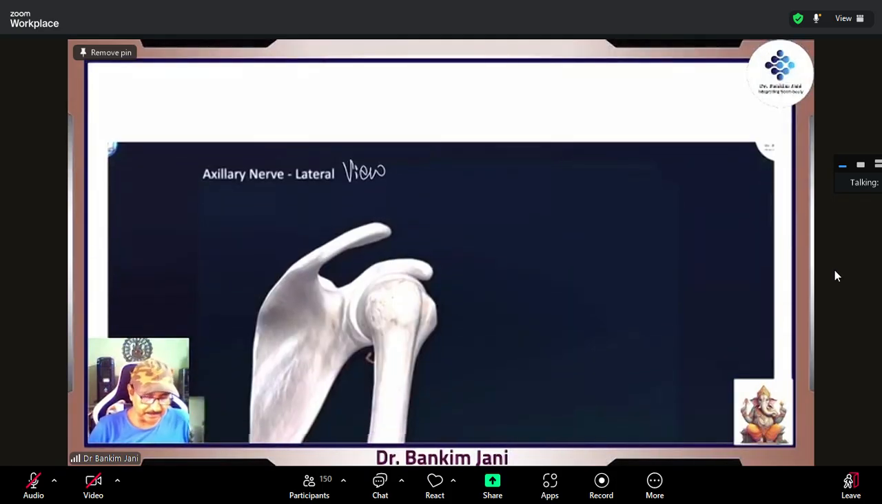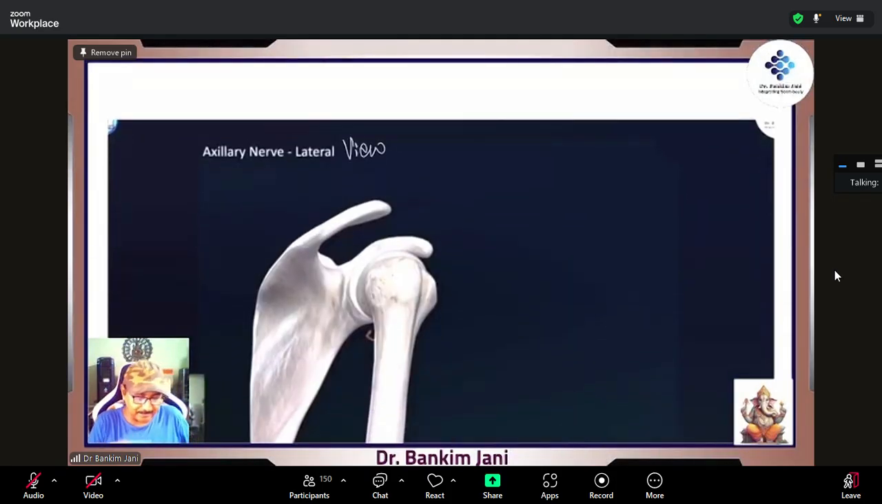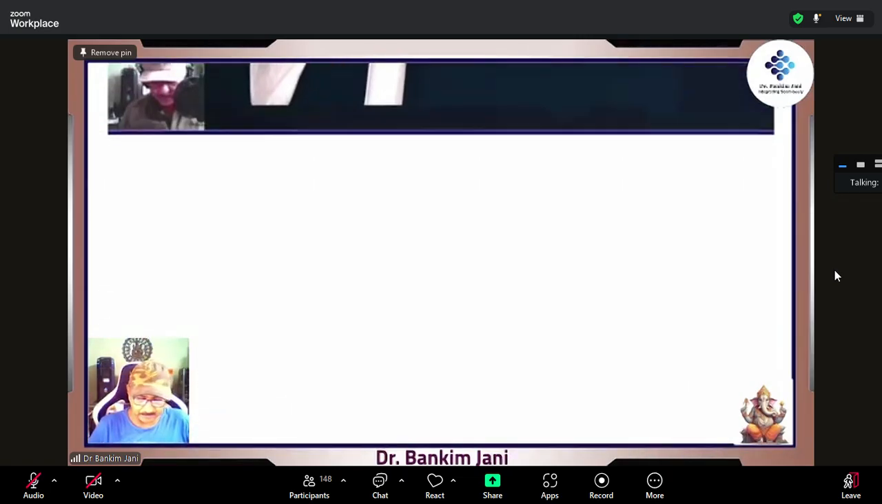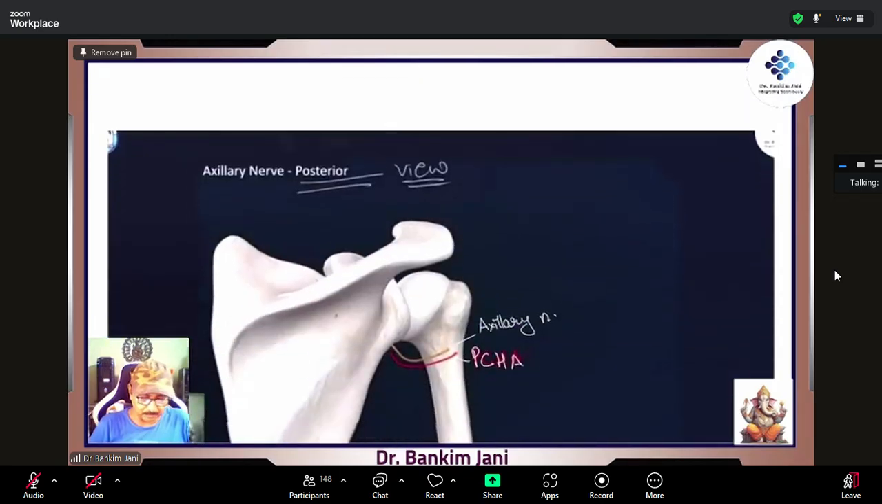Here is the axillary nerve, lateral view. From the lateral side, it is just popping out. This one is the posterior view. As we see, it is coming from anterior down to the posterior side, and that's why it is associated with PACA, the posterior circumflex humeral artery.